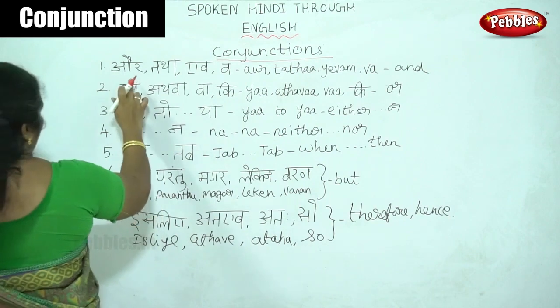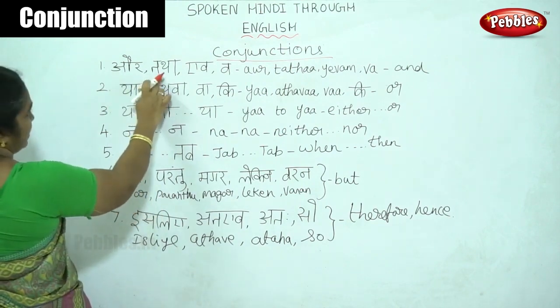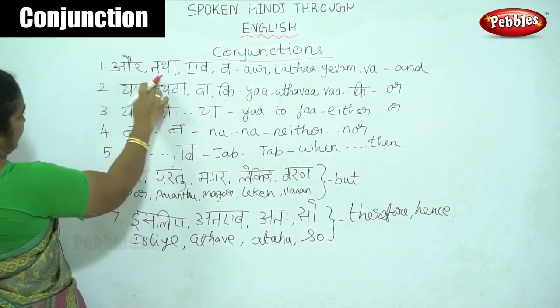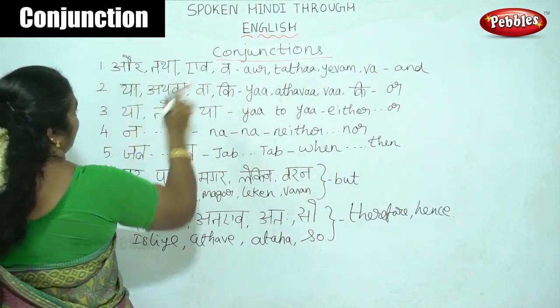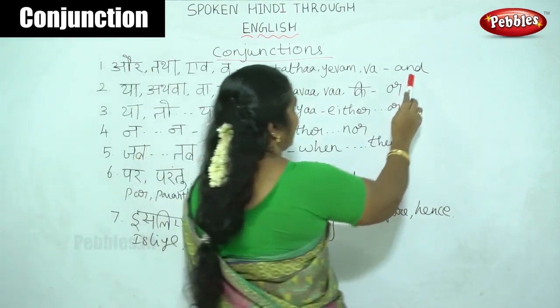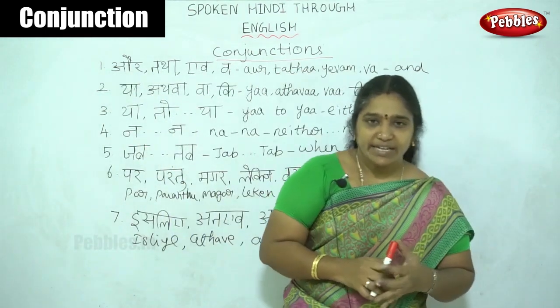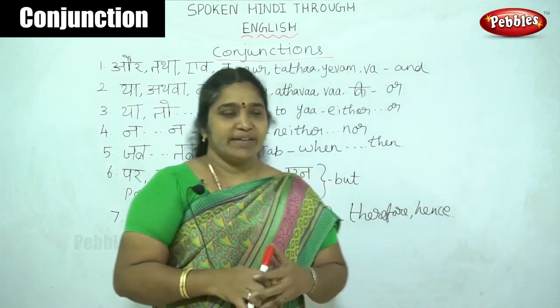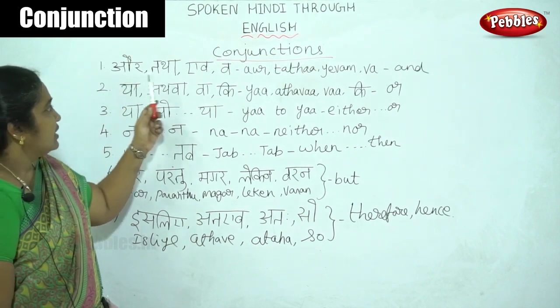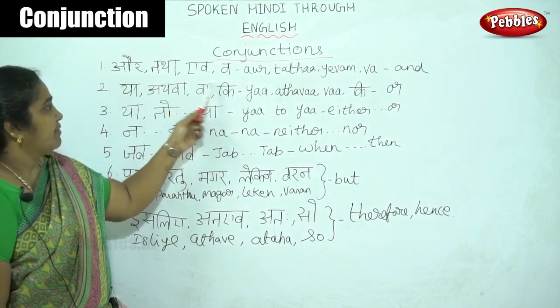The first one is aur, tada, evam, va. Here the meaning is only "and". In English we use "and" only for this, but the words in Hindi are aur, tada, evam, va.